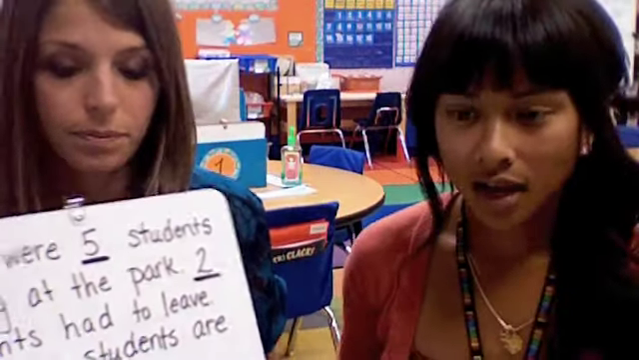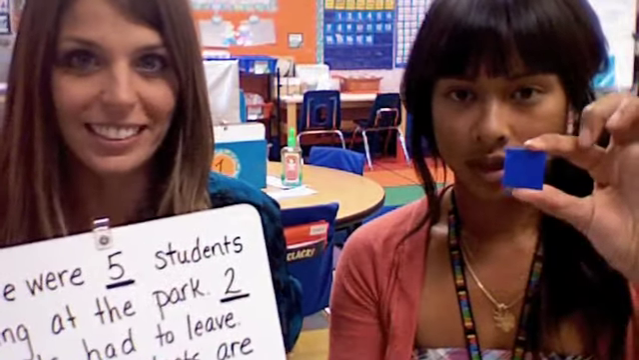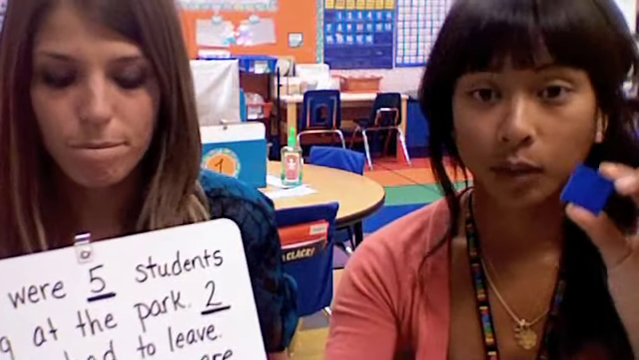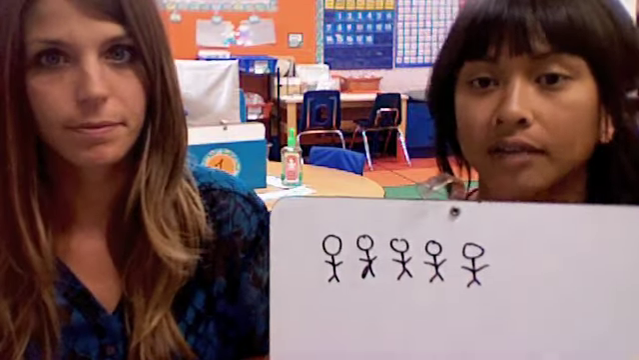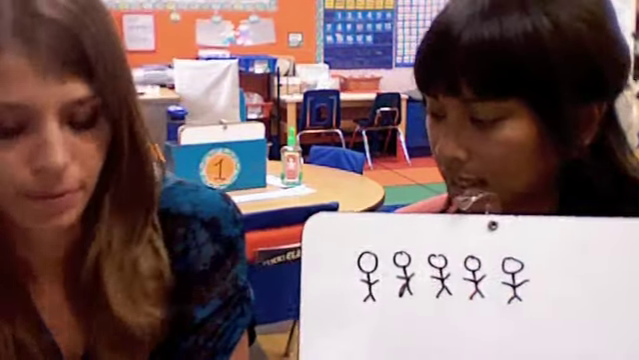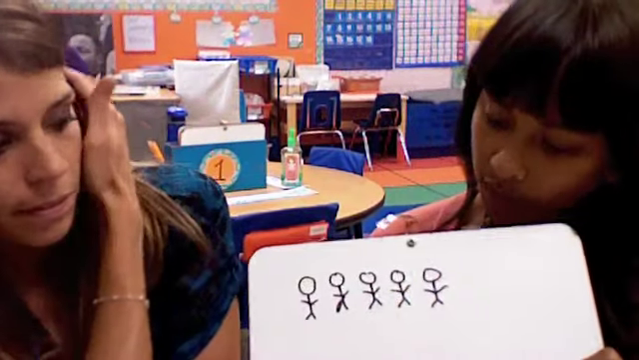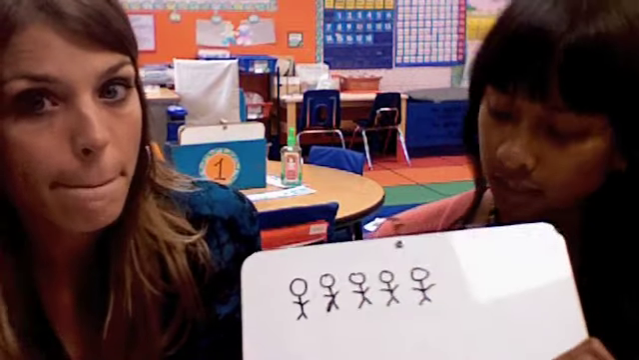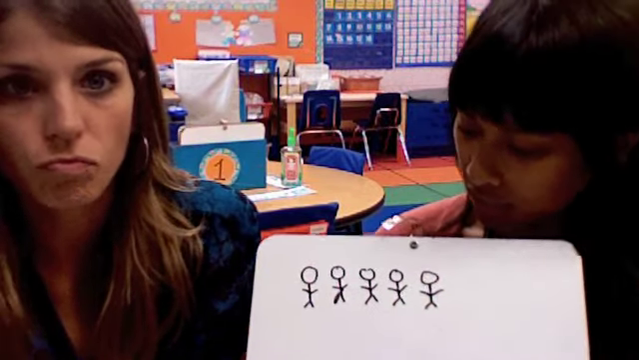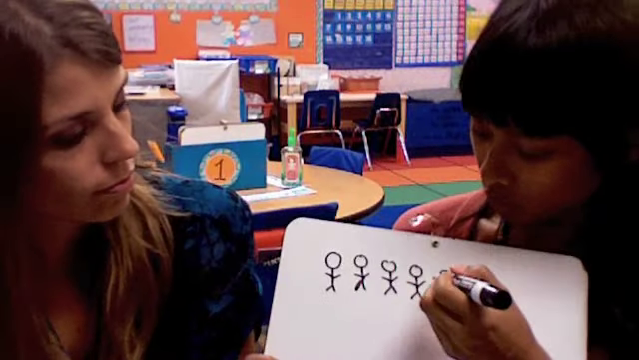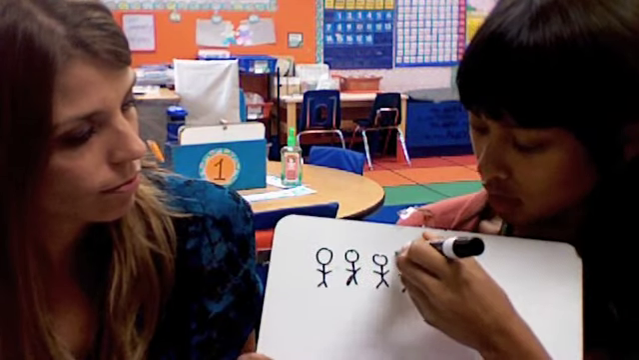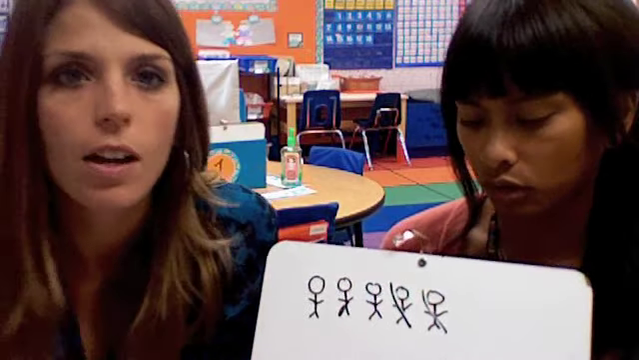Okay, so I could use like blocks or counters if I wanted to. I decided to draw a picture because it's easier for me to use a picture. So if there were 5 students playing at the park, I drew 5 students. Okay. Now, what's next? It says two students had to leave. Yes. So the way that I'm going to show 2 students leaving is by, I could erase them, but I think I'll just cross them out. So that's 2 students. They leave the park, so they're not there anymore.